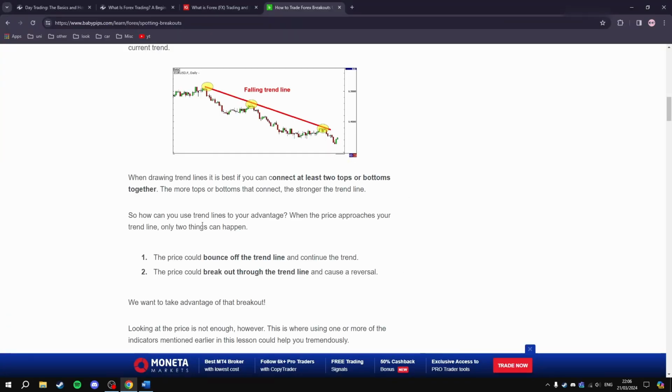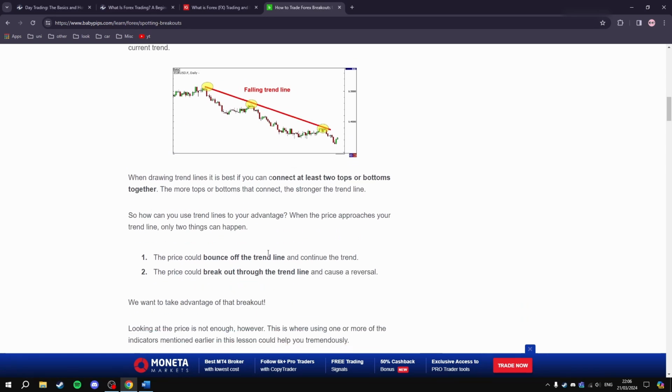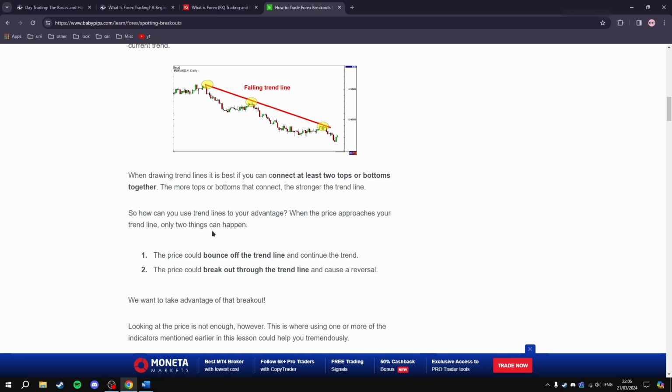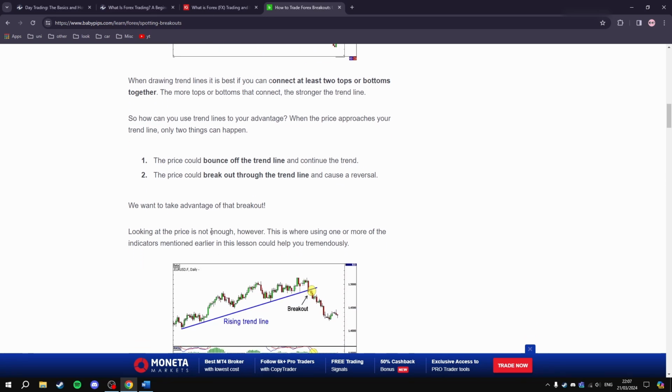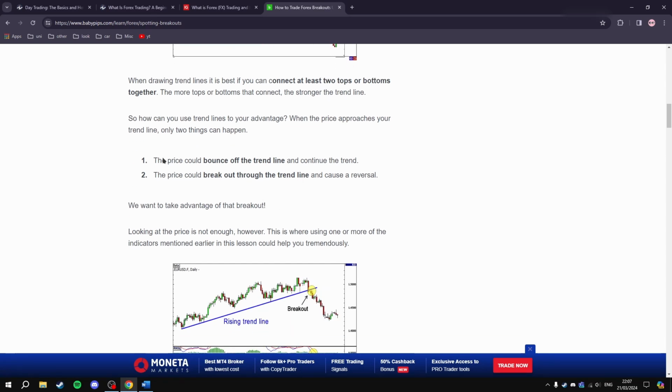So how can you use trend lines to your advantage? When the price approaches your trend line, only two things can happen. The price could bounce off the trend line and continue the trend, or the price could break through the trend line and cause a reversal. In this case here, it bounces off here and continues the downtrend. If the price breaks through the trend line, we want to take advantage of that breakout.